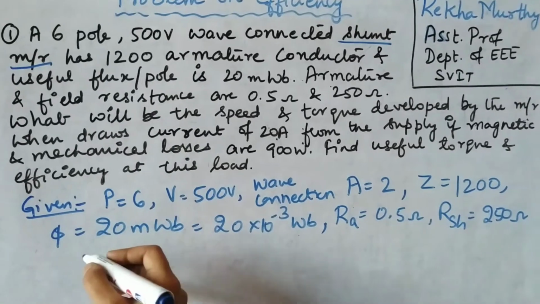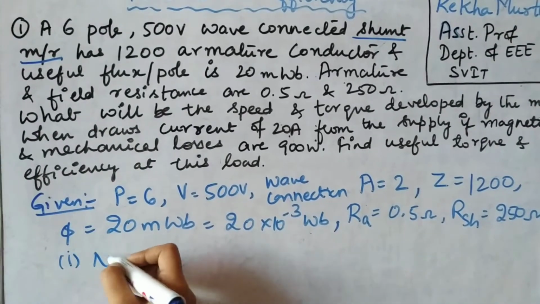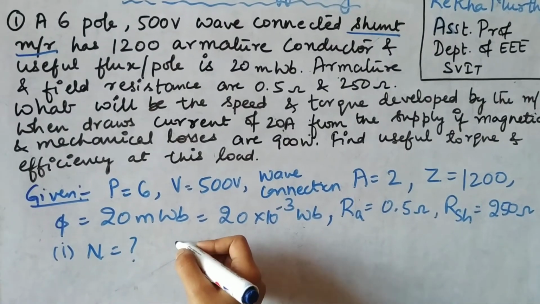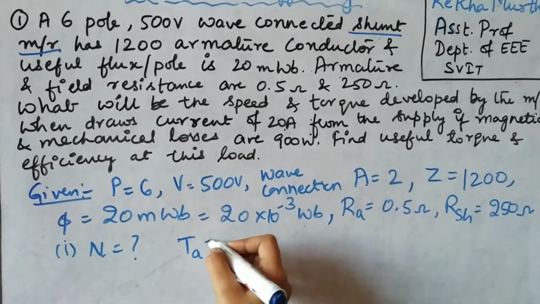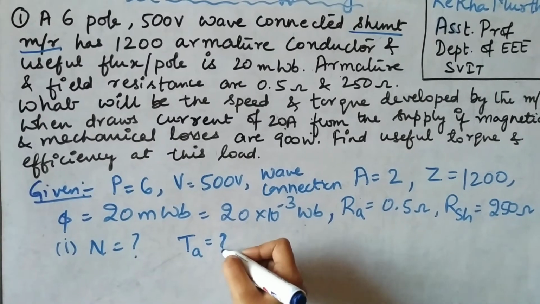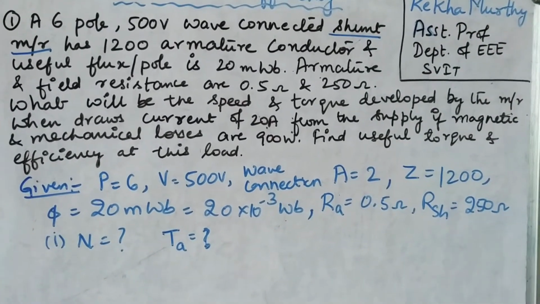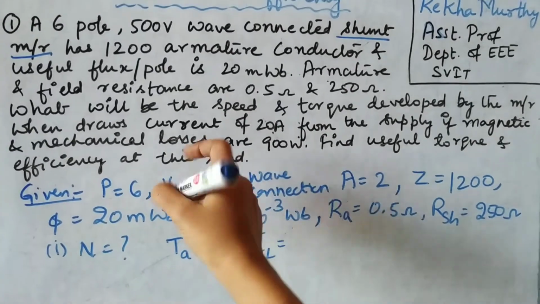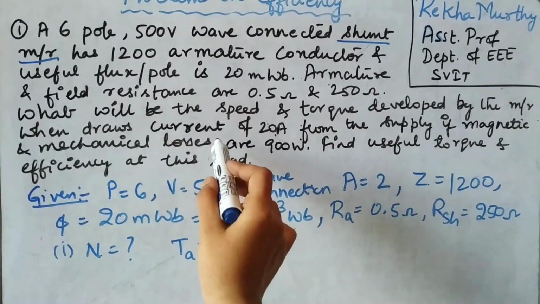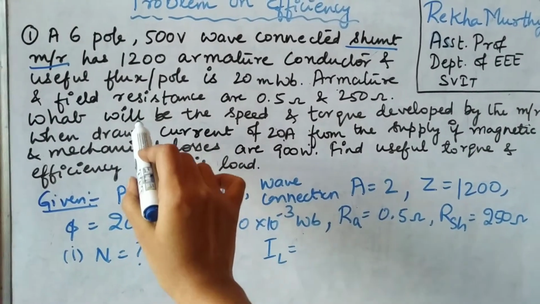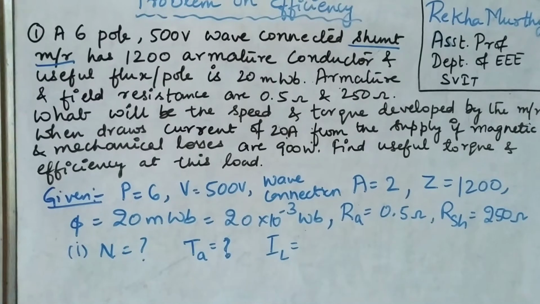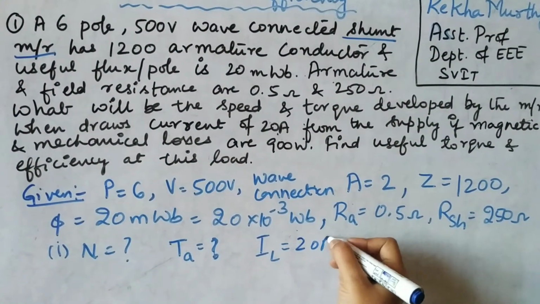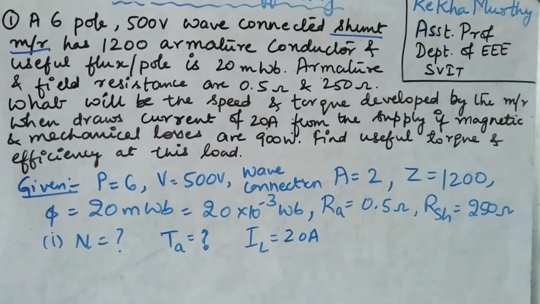Sub question 1: what will be the speed? And what will be the torque developed by the motor? That means we have to determine the armature torque. When it draws a current of 20 ampere, they have not specified the armature current, so it will be the line value. IL is equal to 20 ampere from the supply.